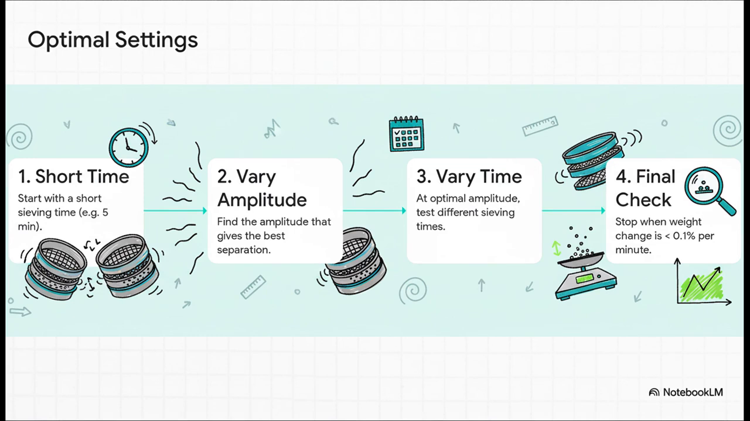So how long do you shake it, and how hard? You don't just guess, it's a really methodical process. First, you play around with the shaking intensity. That's called the amplitude, to find the sweet spot for your material.